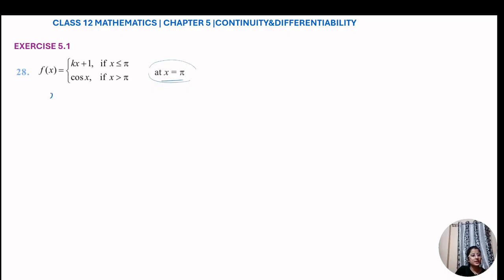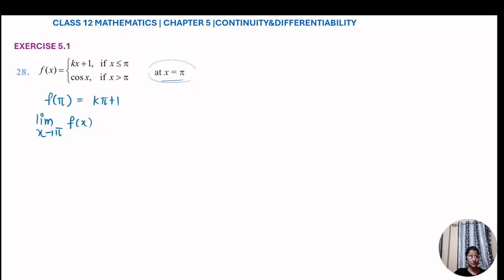Here, as you can see, our function value f of pi is defined as k pi plus 1. Our function value is this. Now the limit value, that is the limit of f of x as x tends to pi, we want this limit value to be equal to the function value. But as you can see, I have always told you, when you have a function, I just repeat the same sentence again and again, but it will be very helpful for you.